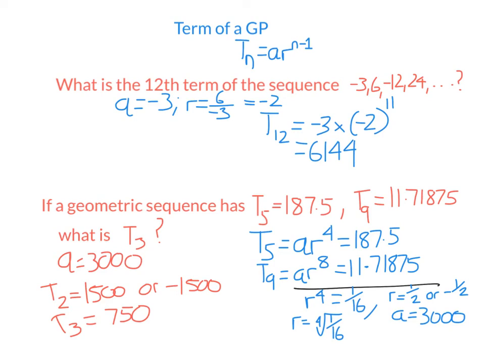And this would come out in the formula as well, because if I substitute it in for t3, I get a times r squared. You get the same number here if you put a half squared or if you put negative a half squared. Both of them equal positive 1/4. So that's why there's only one possible value for t3, even though there were 2 possible values for r. All right, let's now move on to geometric series.